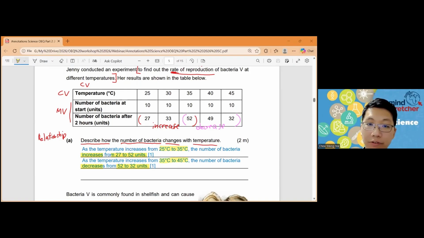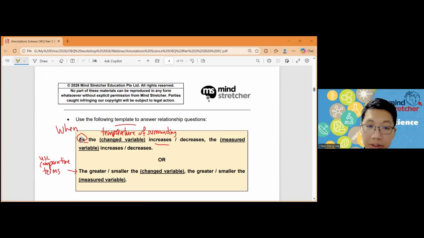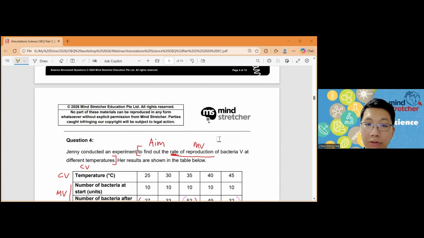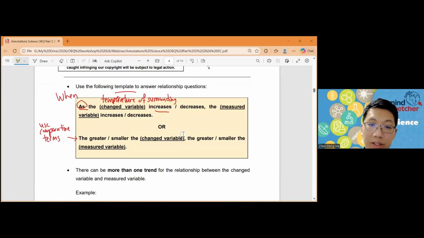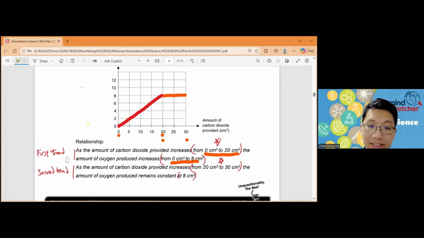Of course, you can phrase it slightly differently. Like I said, I'm just using the first template, the increase or decrease template. If you want to follow the second template, you should be saying the higher the temperature, or rather, we don't use that. Actually, when there is more than one trend, it's easier to use the first template.